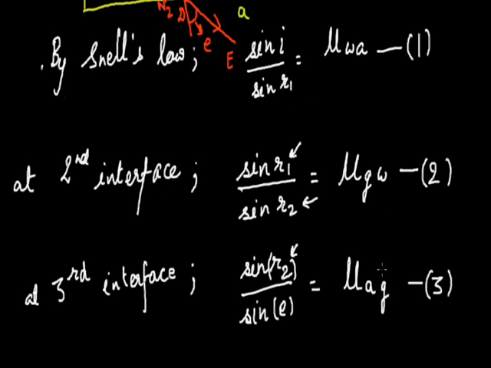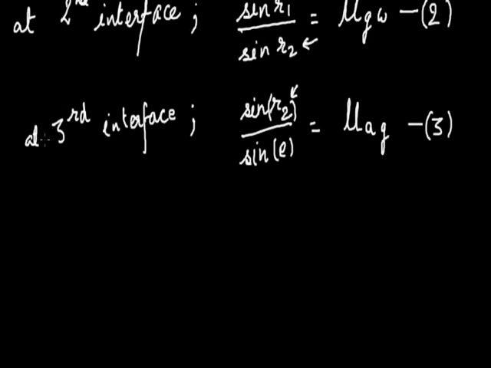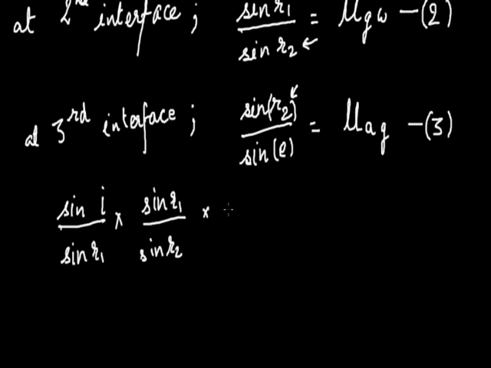Let's compare the three equations together and get a particular relation between the relative refractive indices of water and glass. Now, from equation 1, equation 2 and equation 3, let's multiply the LHS and RHS of the three equations together. We'll get sine I upon sine R1 into sine R1 upon sine R2 into sine R2 upon sine E.